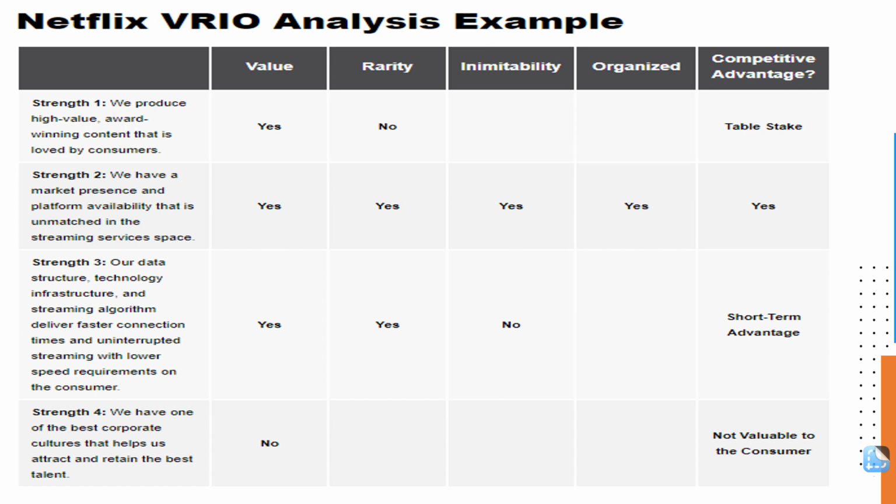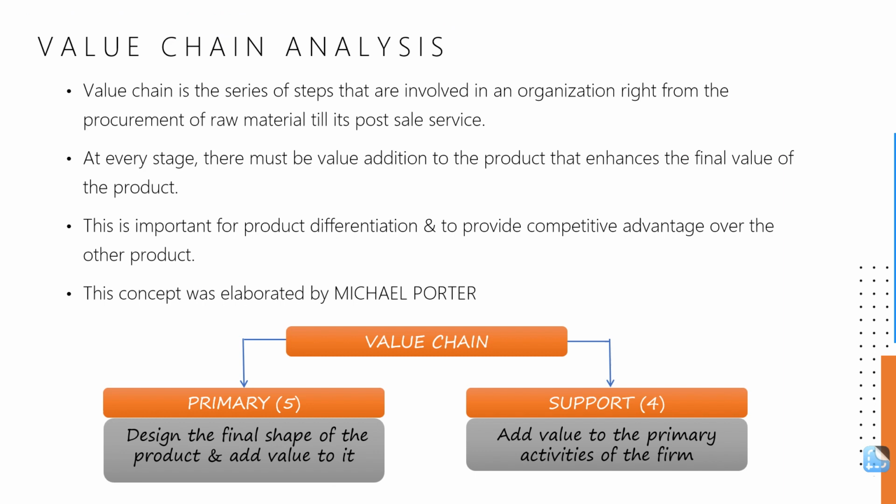Okay, so that's it. Next we are going to see another tool for analyzing the internal factors, which is nothing but value chain analysis, which was developed by Michael E. Porter. Value chain is the series of steps involved in an organization, right from the procurement of raw material till its post sale services. Okay, so it comprises all the supply chain activities.